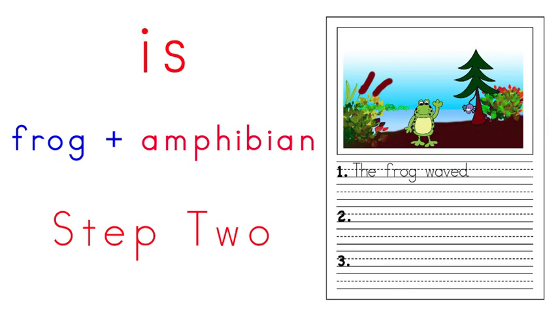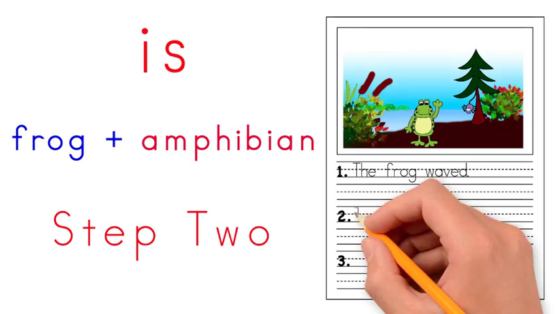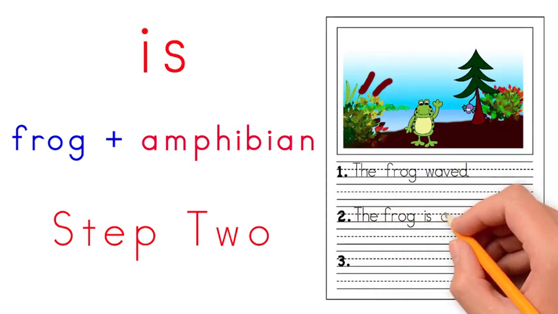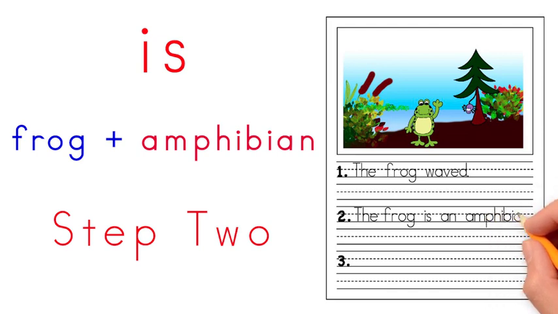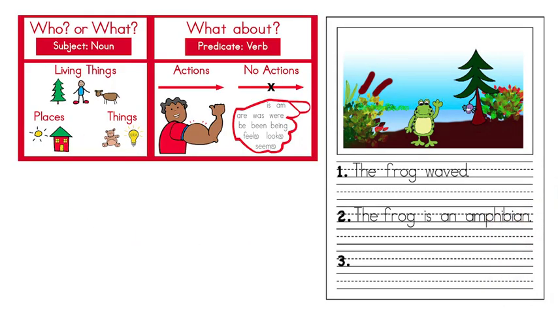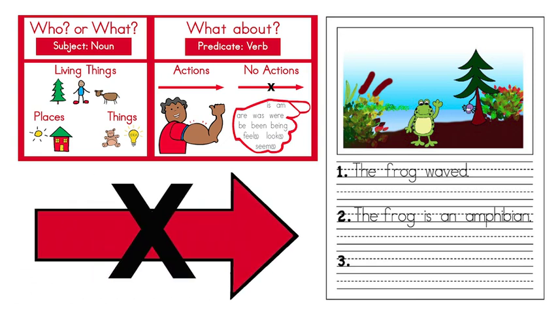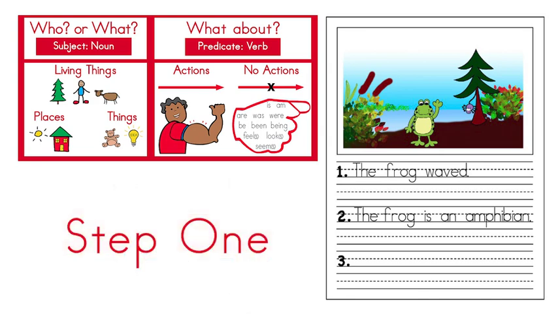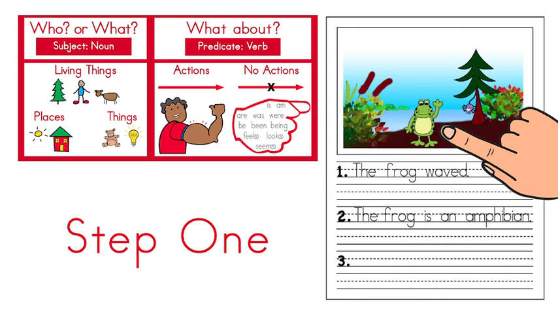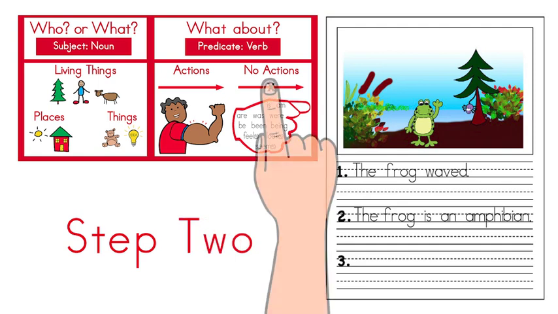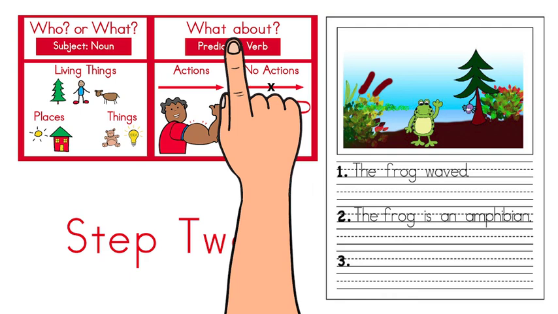Go to number 2 on your worksheet. Write down the sentence. The frog is an amphibian. Excellent job. Let's try another no-action verb, but this time we will use it to describe the frog. Ready? Step 1. Point to the picture and ask, who or what is this about? A frog. Step 2, go to the no action verb and ask, what about the frog? What is the frog? Describe the frog.